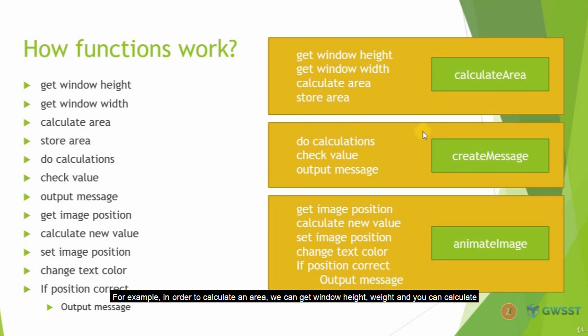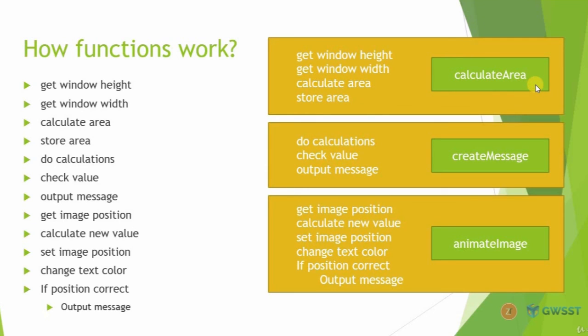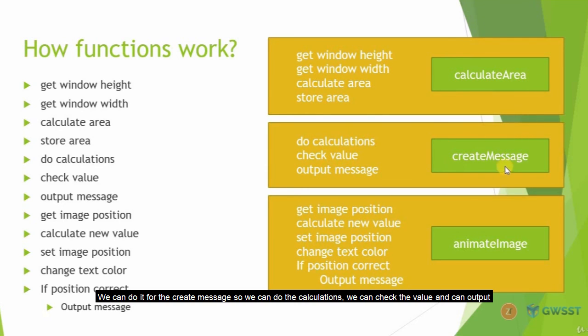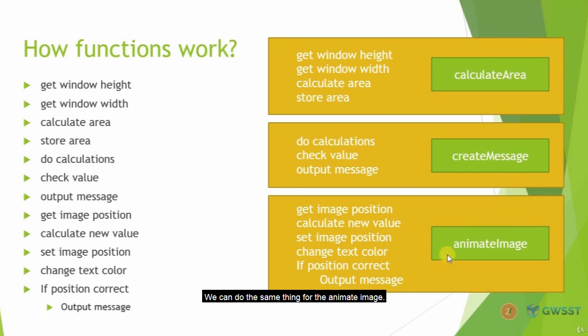For example, in order to calculate an area, we can get window height, width, and calculate area and store that area, and we can call that a calculate area function. The same thing we can do for create message. So we can do the calculations, check the value, and output the message, and we can store all of that inside a create message function. We can do the same thing for animate image also. We can get the image position, calculate a new value, set the image position, and do a lot more other stuff, and then we can store all of those operations inside an animate image function.